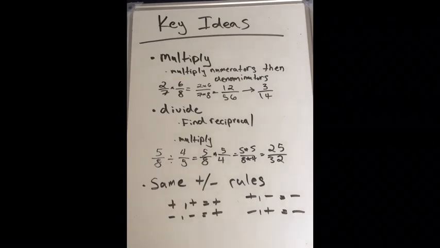Last but not least, we want to think about the same positive and negative rules apply when we're multiplying and dividing fractions as they do for integers, okay? So that means if you're multiplying and dividing a positive and a positive, that gives you a positive result. If you're multiplying a negative and a negative, well, that also gives you a positive result. If you're multiplying or dividing a positive and negative, you will get a negative result. And similarly, if you're multiplying and dividing a negative and a positive, it will give you a negative. Remember, same signs result in a positive, different signs result in a negative.